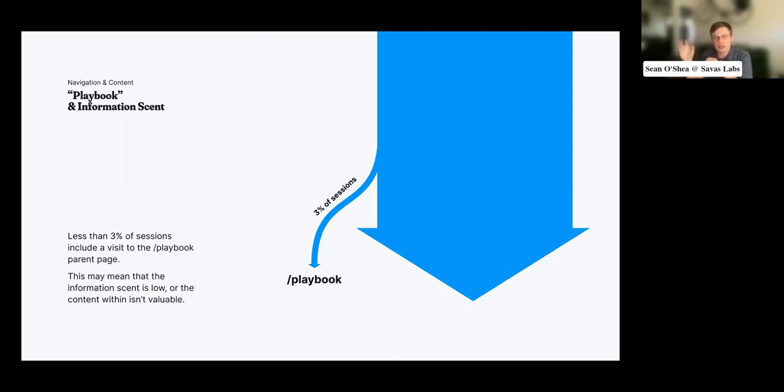So in parsing through that data, we looked at the sessions coming to the site, and a session is a visit that consists of 1 or more pages.